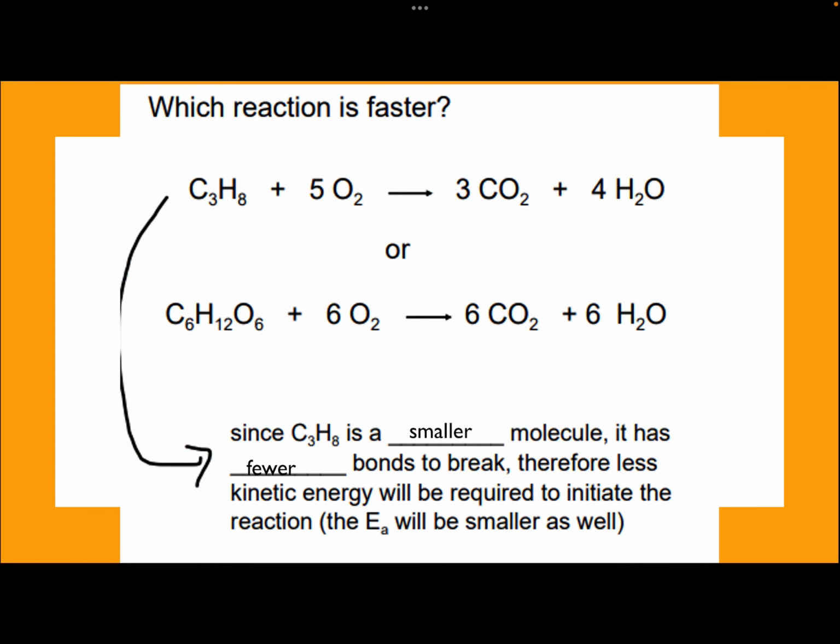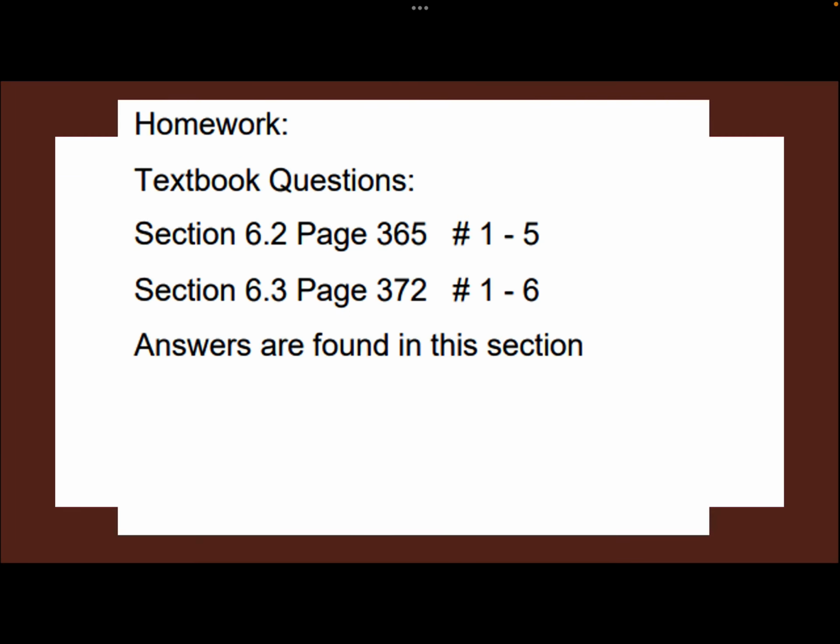So if we're looking at these two examples here, we can see that one is going to be faster than the other. C3H8 is a much smaller molecule and therefore has fewer bonds to break. Because it requires less energy to break it, it will be faster. Okay, so the larger it is, the more complex it will be and the slower it will be. So this reaction here will be slower.